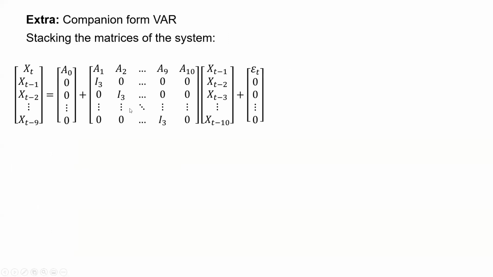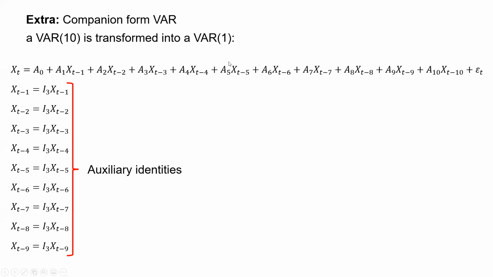So what we do is that we stack the matrix in the system, right? We have in the first row the whole VAR(10) model, which is X_t equals, sorry, A0 plus A1 X_t-1 plus A2 X_t-2, and so on, until A10 X_t-10 plus E_t. So that first row corresponds to this, right?